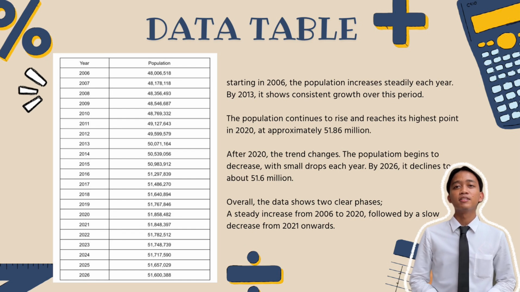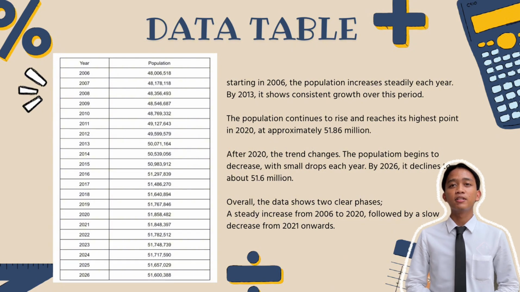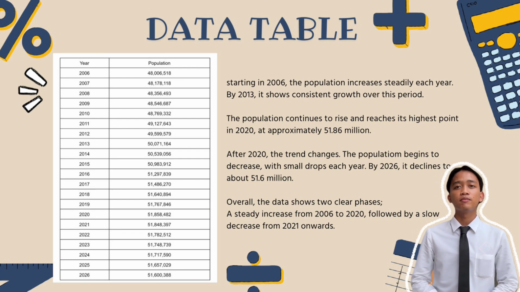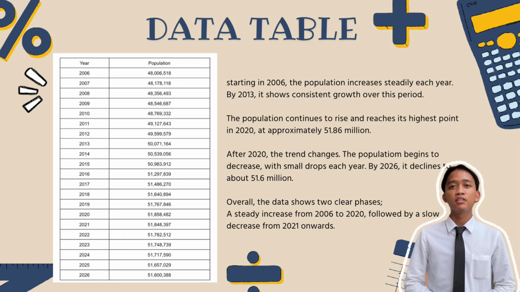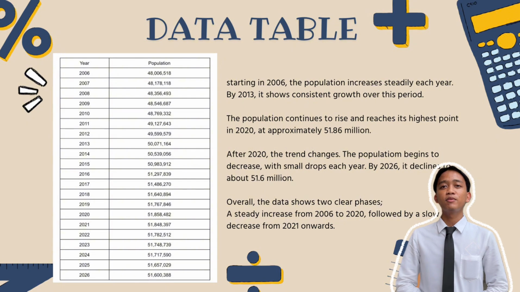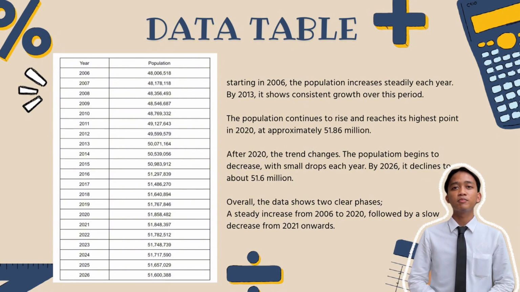So starting in 2006, the population was approximately 48 million. From 2006 to around 2016, we can observe a steady increase in population each year. For example, the population rose from about 48 million in 2006 to 51.3 million in 2016. This shows consistent growth over a decade. The population continued to increase, reaching its peak in 2020 at approximately 51.86 million. This indicates that the country experienced continuous population growth for about 14 years.